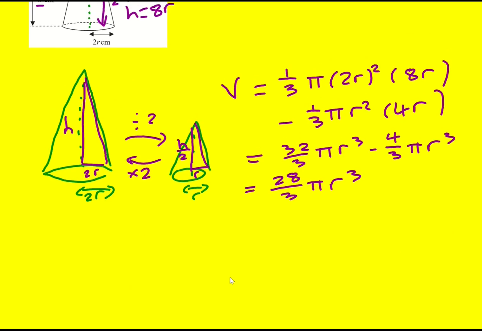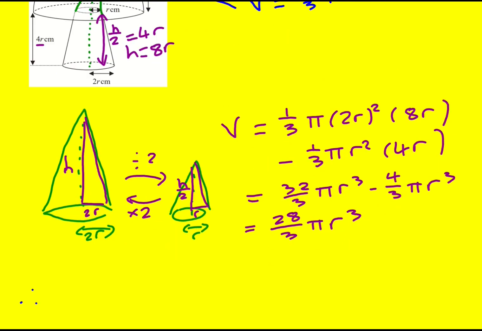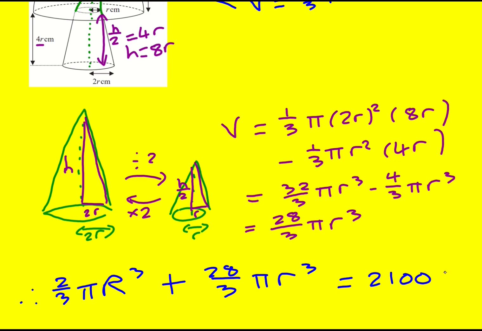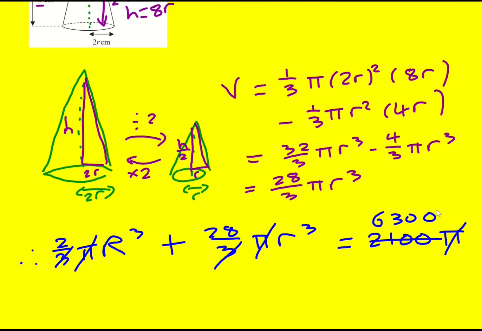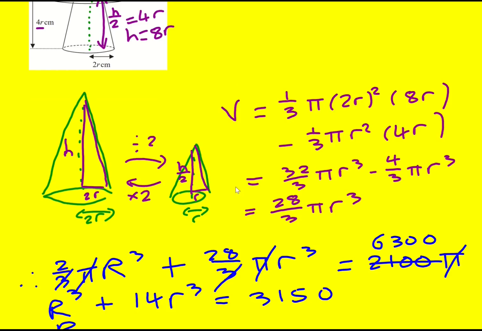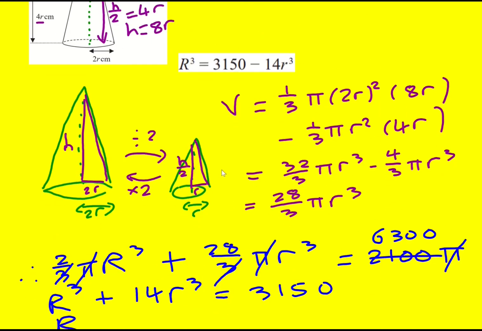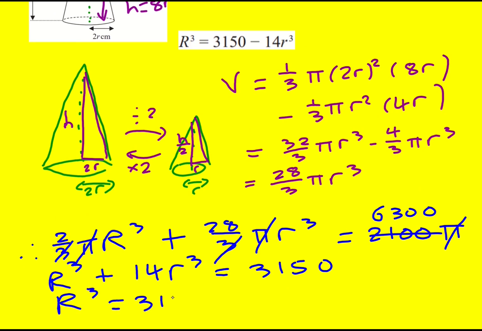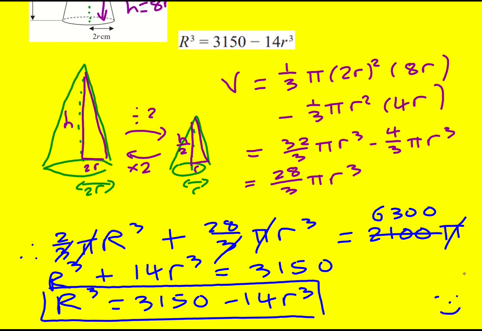Right, and remember that was 2100 pi in total, so therefore 2/3 pi capital R cubed plus 28 over 3 pi little r cubed, different r's, is equal to 2100 pi. Divide through by pi, times through by 3, and then divide through by 2. Giving us a final answer, and I've lost it, but here it was: R cubed equals 3150 minus 14 r cubed. All right, even that bit is quite involved, but that is our starting point.